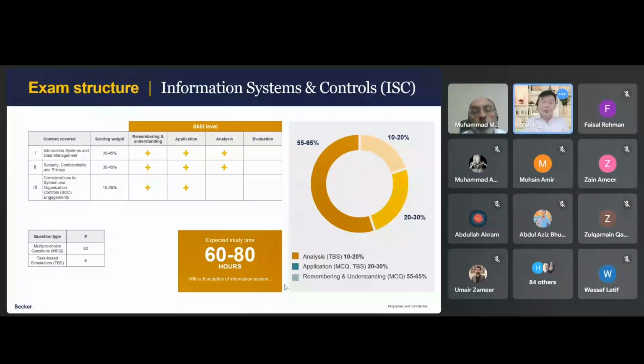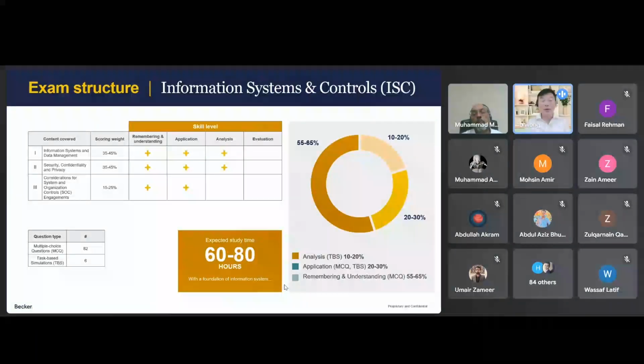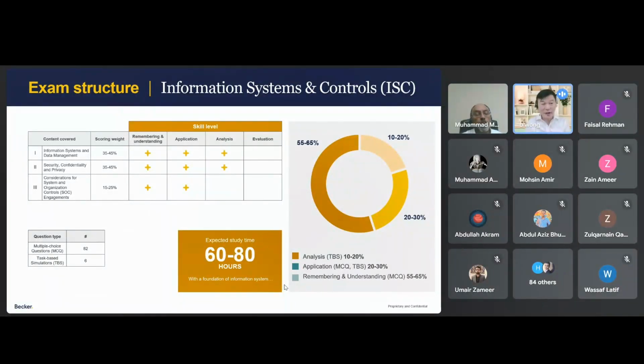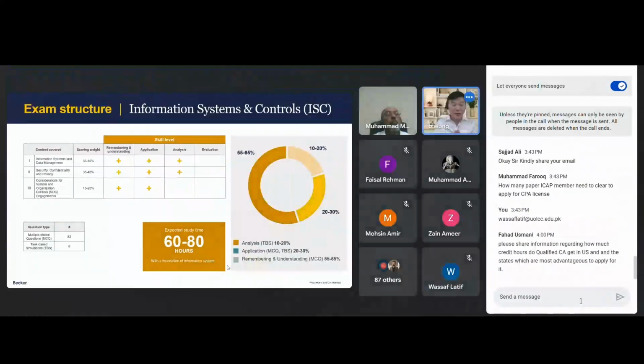So with that, here come the new exams by AICPA. They're testing you on, number one, information systems and data management. Everybody knows data, big data, and data analytics are so important for accountants, and not just accountants, but all kinds of career professions. You also need to understand security, confidentiality, and privacy for data. And the last one is the SOC engagement, which is basically the internal control audit requirements. So expect to learn something about this on the ISC.